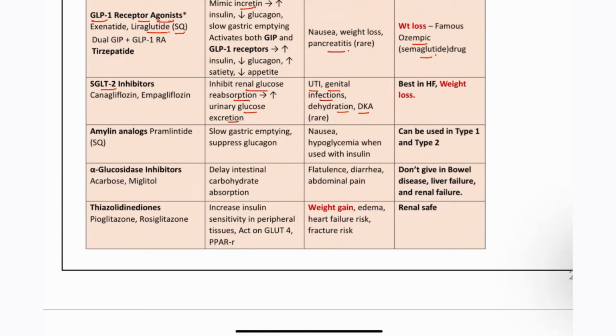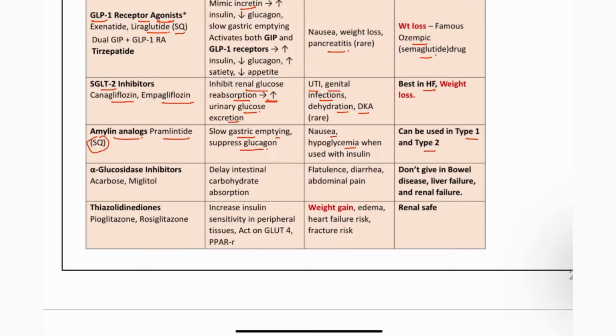And the drug names will end with the gliflozins, okay: canagliflozin and empagliflozin. This is best for the heart failure patient because more and more fluid will be going out. Next, amylin analogs, pramlintide: slow gastric emptying, suppress the glucagon. Nausea and hypoglycemia are common with this patient. Type 1 and type 2 can be given because of the SQ form.